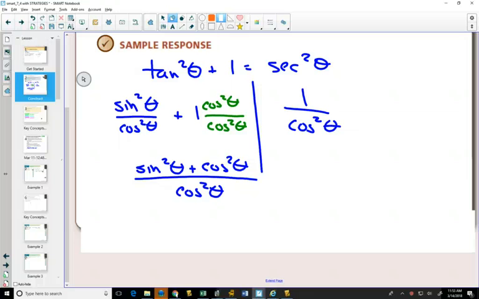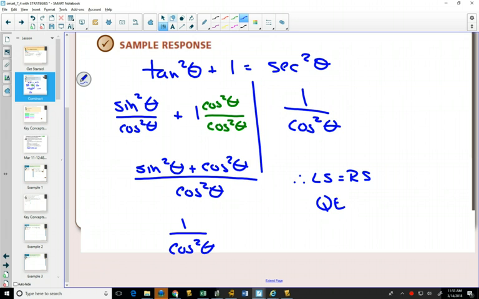Well, looking across, my denominators are the same. I have cos squared on one side, cos squared on the other side, so that's good. But my numerators are different. What do we know about sine squared plus cos squared? It equals 1. So you're allowed to use that and just say, oh, I know that that's equal to 1, so I'll change it to 1, and now I'm done. And we've proven it. Woo!